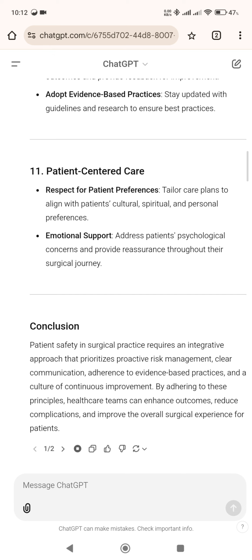Conclusion. Patient safety in surgical practice requires an integrative approach that prioritizes proactive risk management, clear communication, adherence to evidence-based practices, and a culture of continuous improvement. By adhering to these principles, healthcare teams can enhance outcomes, reduce complications, and improve the overall surgical experience for patients.